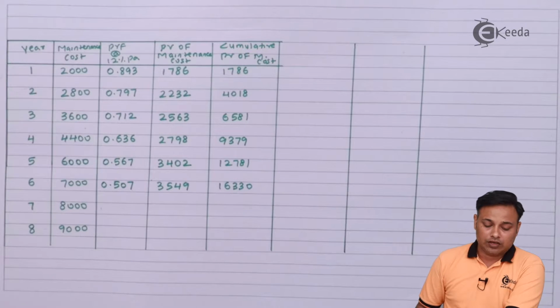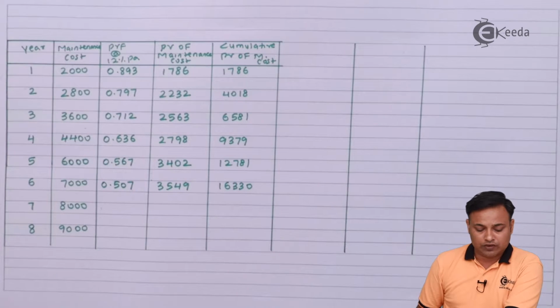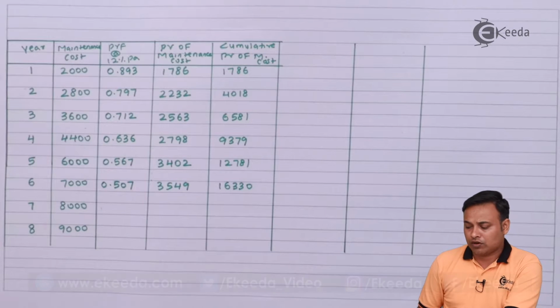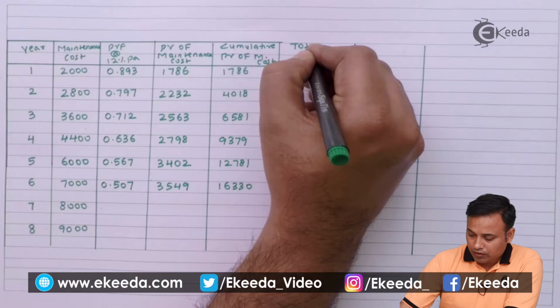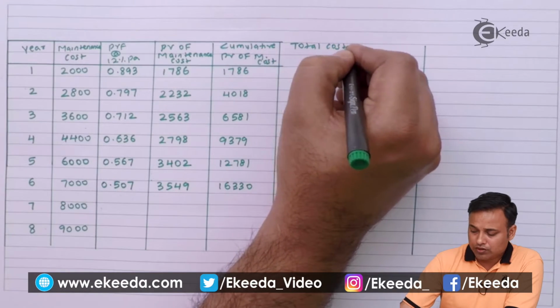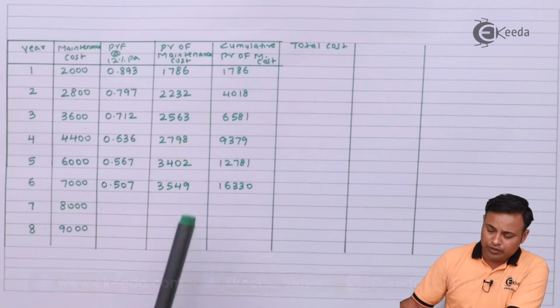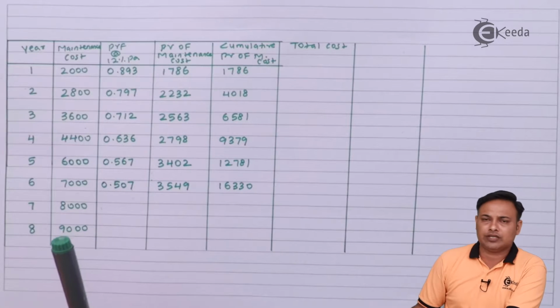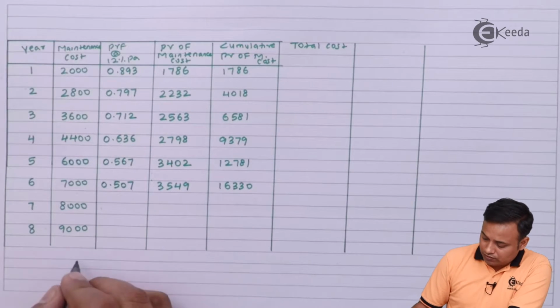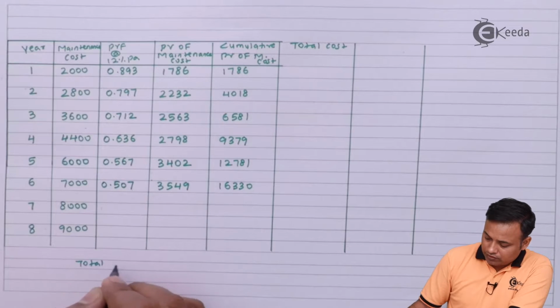16330. Now we'll find out the total cost, which will include the initial cost of 10,000, that is the cost of the machine. Now this total cost will include present value of cumulative maintenance cost and the initial cost of the machine, that is rupees 10,000. So just note it down here.